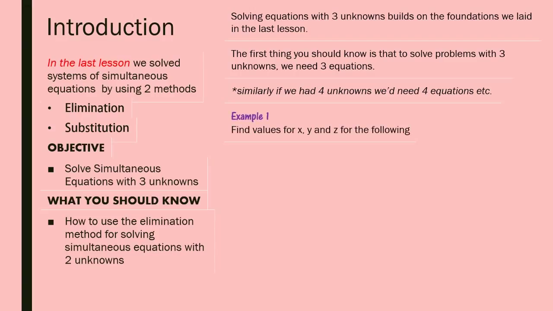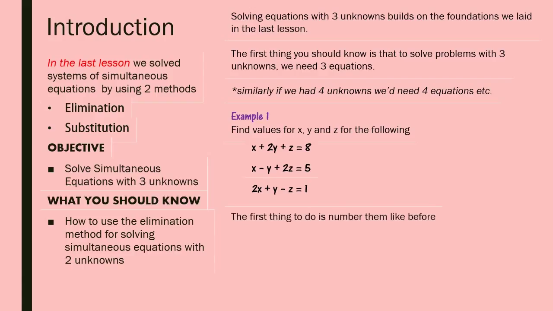No better way to do this than to show you an example. It is definitely based on the elimination method with two unknowns, and you'll see that there's just a bit more work to it. So we've got three equations: x plus 2y plus z equals 8, x minus y plus 2z equals 5, and 2x plus y minus z equals 1. First thing we're going to do is number them like before, so we can keep ourselves organised and keep track of what's what. So I'm going to number them 1, 2, and 3.